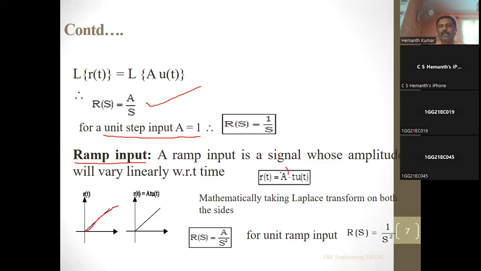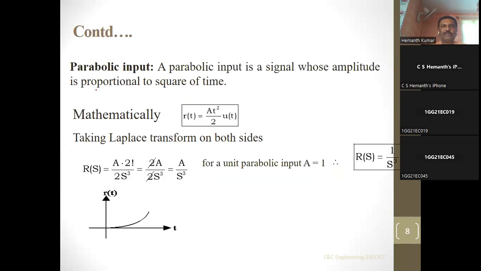What is R of T? R of T is equal to A into T into U of T. Now, what does this A indicate? This A indicates the slope value, and the unit ramp function is indicated with T into U of T. Right? Now, how about the Laplace associated with this? R of S is equal to A divided by S square. A divided by S square is the Laplace associated with the ramp function, and A divided by S is the Laplace associated with the step function. And we have two more input signals. What are those? The next input is the parabolic input.